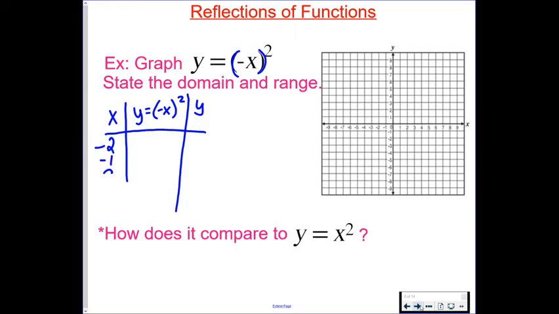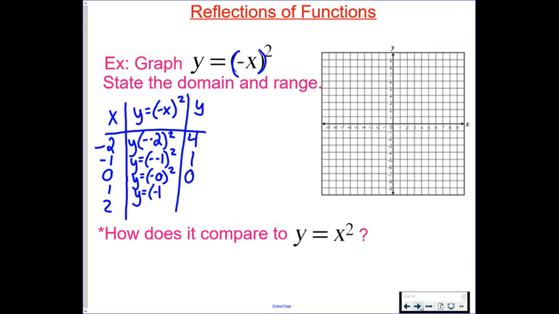Negative 2, negative 1, 0, 1, 2. And plug them in. Negative, negative 2 squared. Well, a negative and a negative make a positive, and 2 squared is 4. Negative, negative 1 squared. Positive 1 squared is 1. Negative 0 squared. Negative 0 squared is still 0.